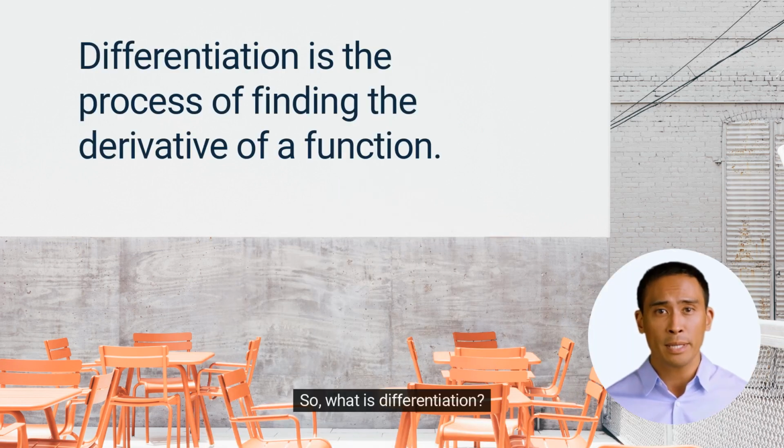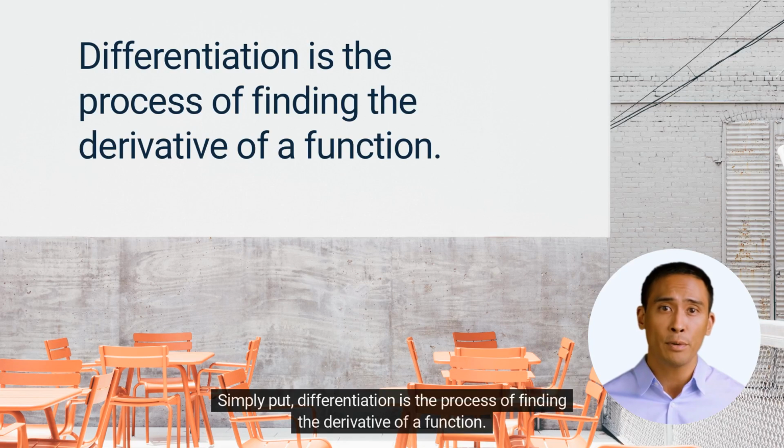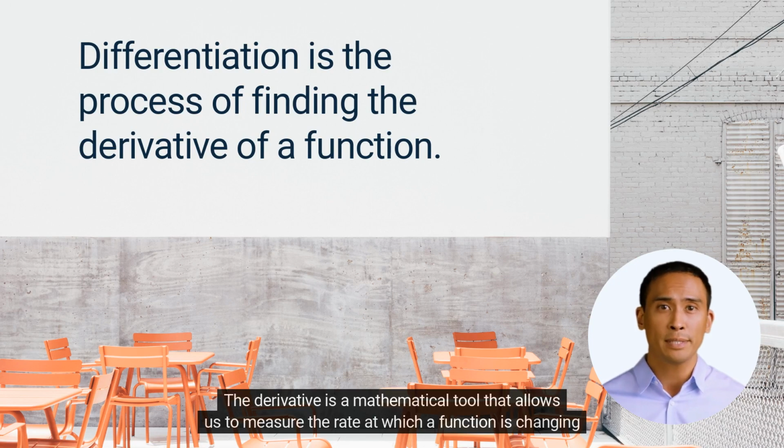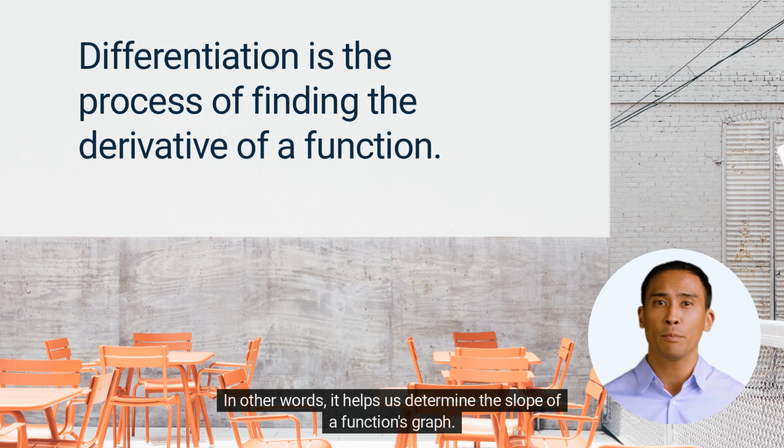So, what is differentiation? Simply put, differentiation is the process of finding the derivative of a function. The derivative is a mathematical tool that allows us to measure the rate at which a function is changing at any given point. In other words, it helps us determine the slope of a function's graph.